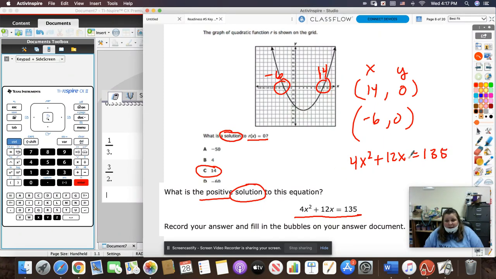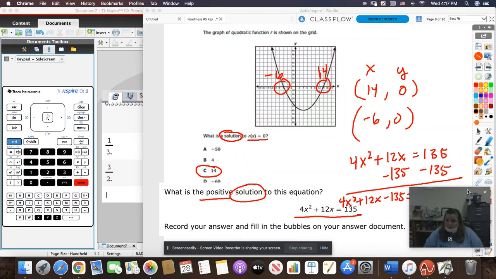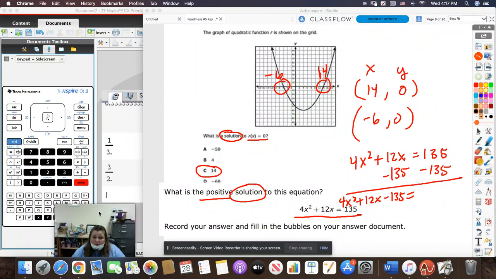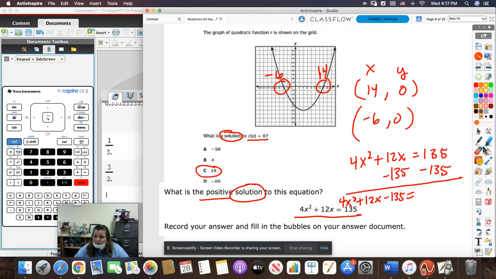When it's a quadratic and you don't have everything on the same side, you've got to get everything on the same side. So that means you've got to subtract 135 from both sides. When you do that, you rewrite 4x squared plus 12x minus 135, and that really equals 0.